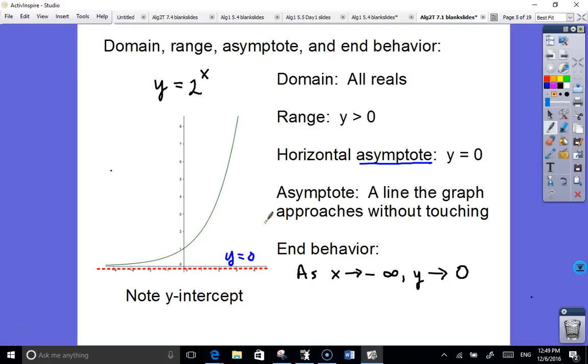Okay, and let's see the y-intercept. Notice where the y-intercept is. It's at 1. It's at 1 because what happens if I plug in x equals 0? 2 to the 0 is 1. Okay, so that's normal.